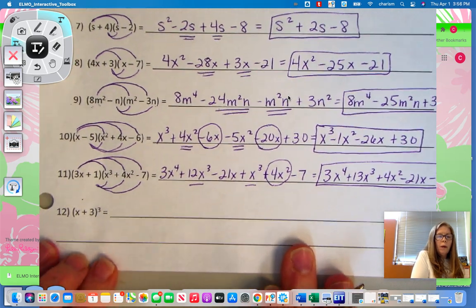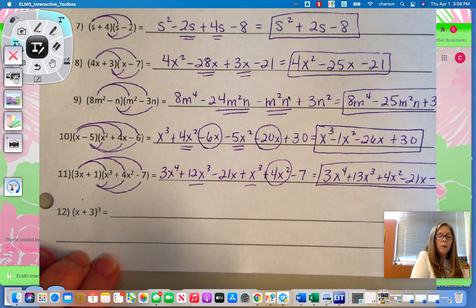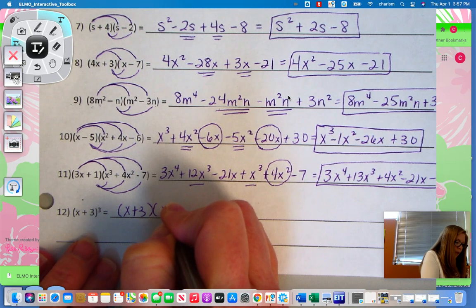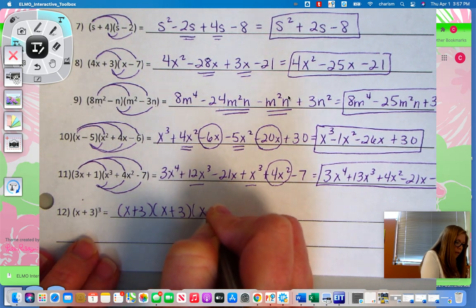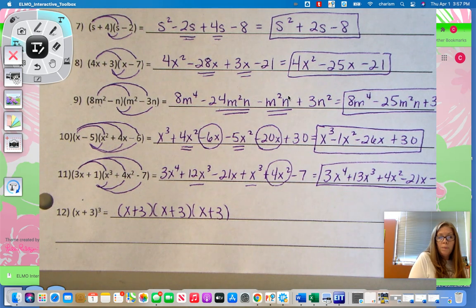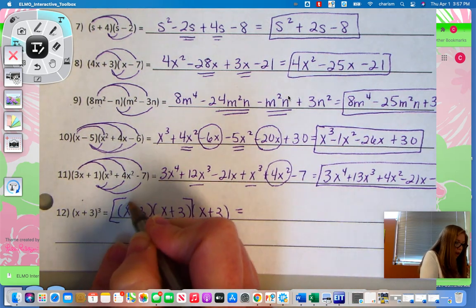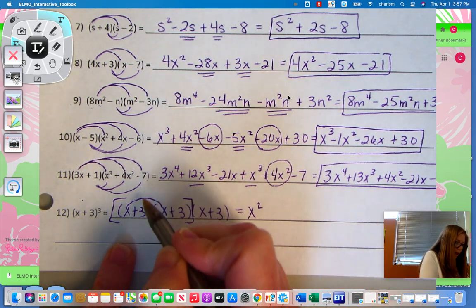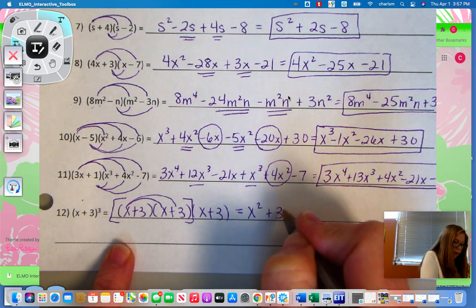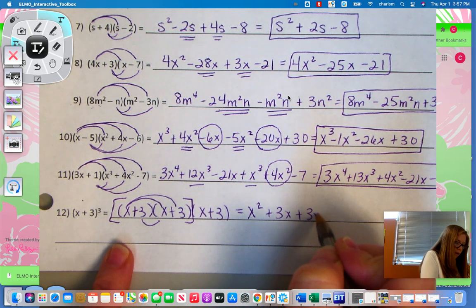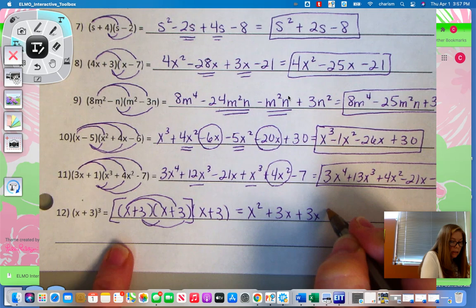All right, number 12, x plus 3 raised to the third power. So that is x plus 3 times x plus 3 times x plus 3. So here's what you're going to do. You're going to multiply 2 of them first. It doesn't matter which 2, right? So I'm just going to box in the first 2. And I'm going to multiply this out. X times x is x squared. X times 3 is 3x. Distributing the 3, 3 times x is another 3x. And then 3 times 3 is 9.